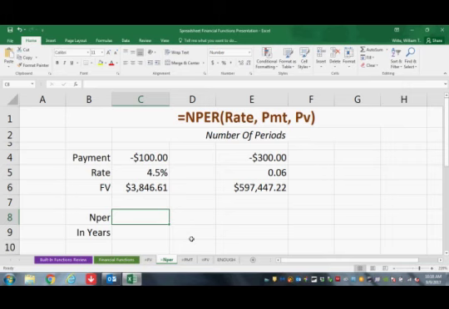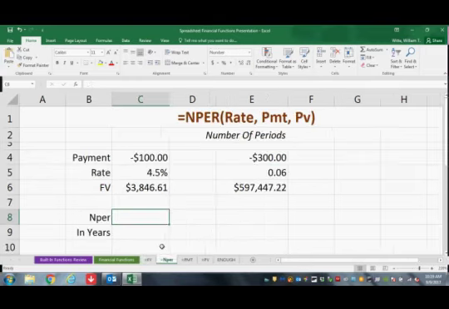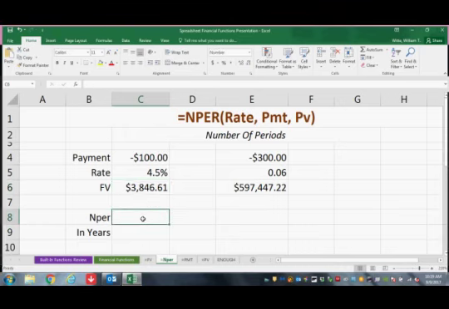Now we knew from our future value function that saving $100 at 4.5% for 3 years is going to be $3,846 and some cents. We know the answer, but let's do it anyway. I wonder how long it would take doing this series of payments to get this amount of money. So I'm going to use the NPER function.